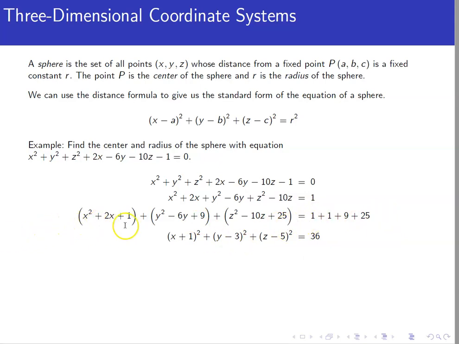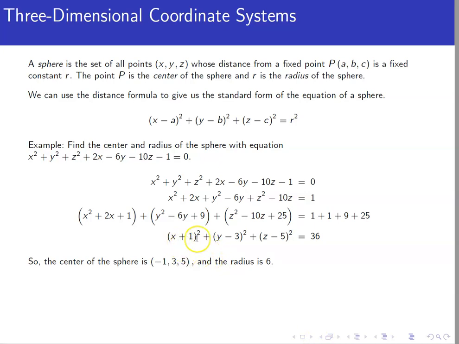All right, so the first thing factors as x plus 1 quantity squared. Second thing factors as y minus 3 quantity squared. Third one factors as z minus 5 quantity squared. And that equals 36. All right, so now we can read off the center and the radius of the sphere.